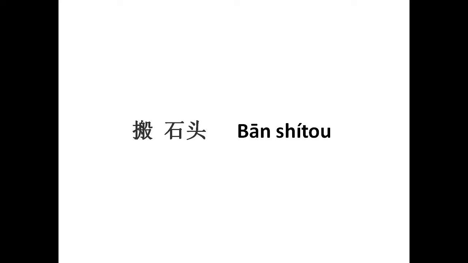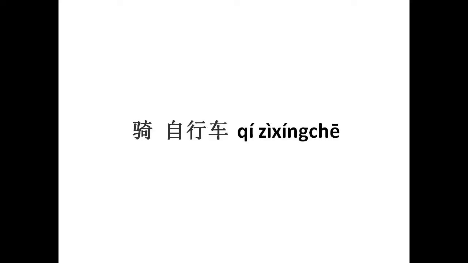Let us read the second exercise. Qi zi xing che. Qi is to ride. Zi xing che is a cycle. Cannot ride a cycle. So we can say something like this cycle is very tall, and I cannot ride it. Qi putong. So tong means a movement, but when we say qi putong, this means it is a potential complement. I don't have the capacity to ride this cycle because this is very high.